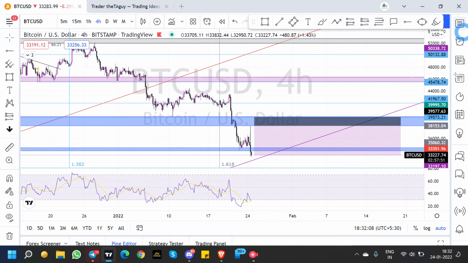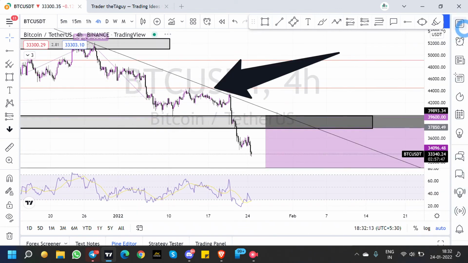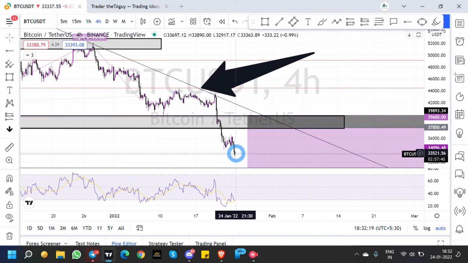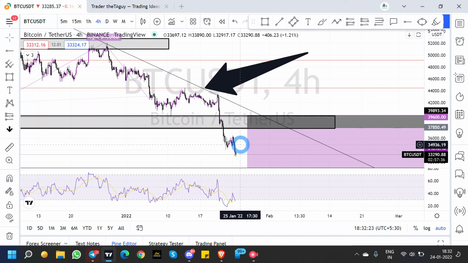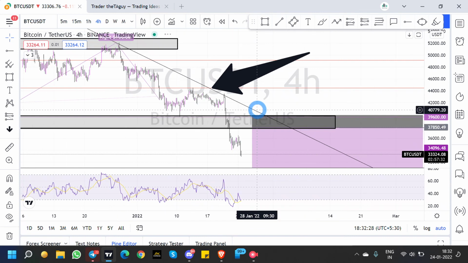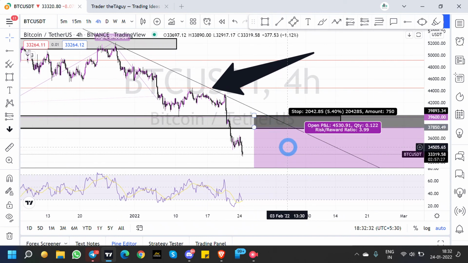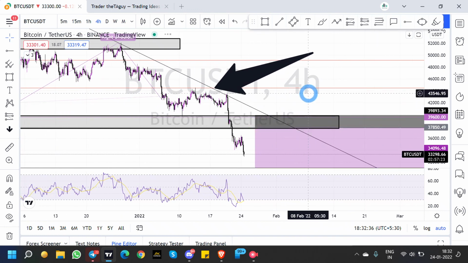Let's see where it will go on the USDT chart. Okay, so there was not much volatility on the USDT chart, but it might come back here to execute our trade. Let's wait for a few more days.